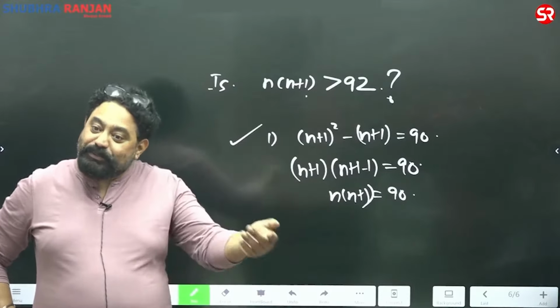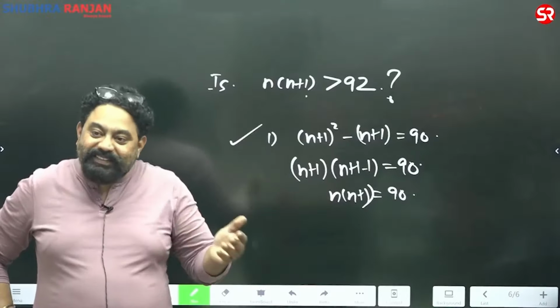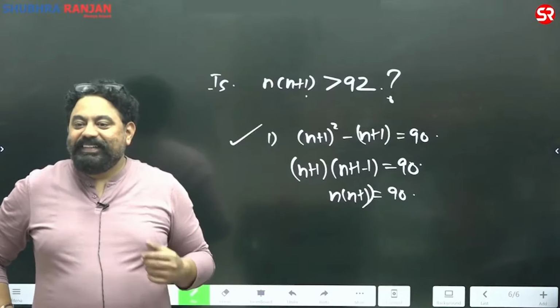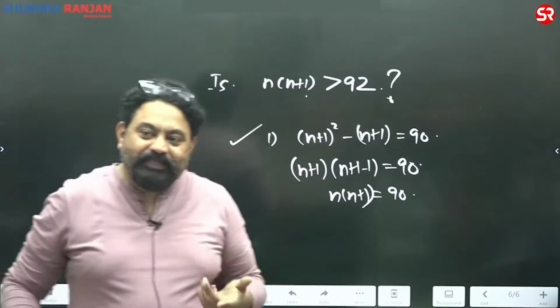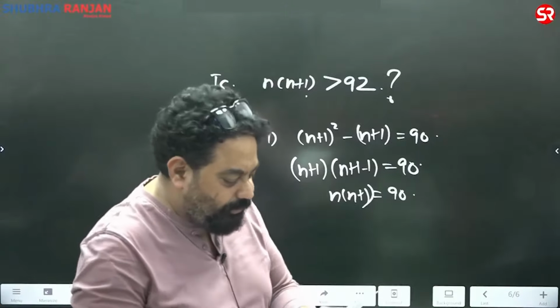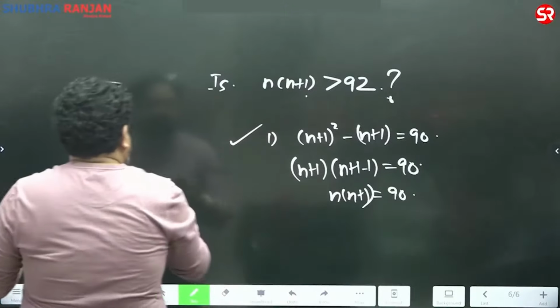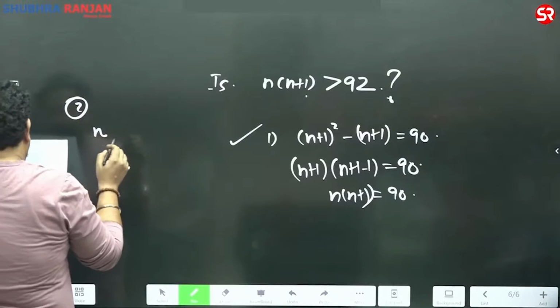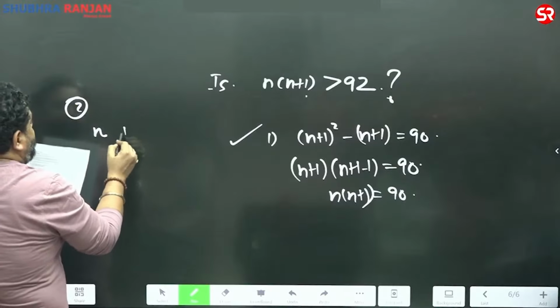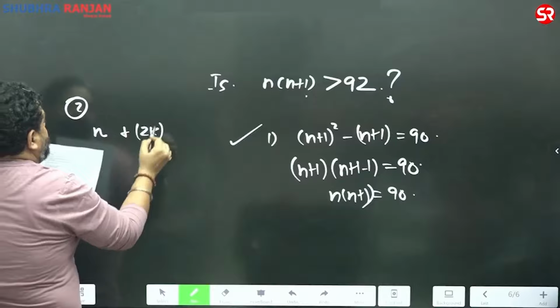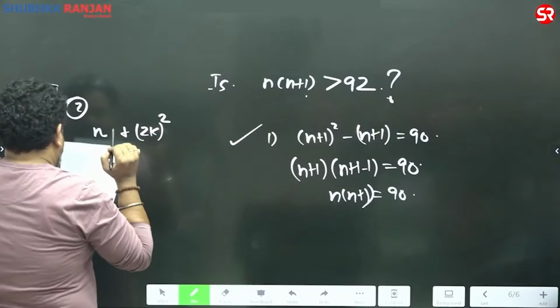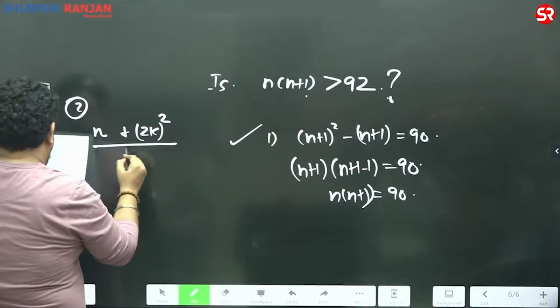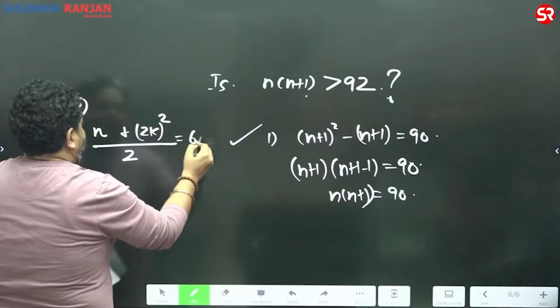Answer in both statements is no, but the answer is there. Right? Shall I do the second statement? Do it once. It is a good statement. The smaller of the two numbers, when added to a squared even integer, 2k squared, and divided by 2, gives 6.5.